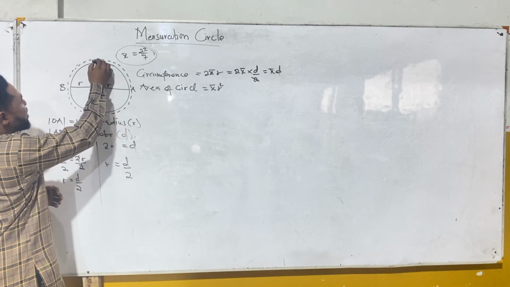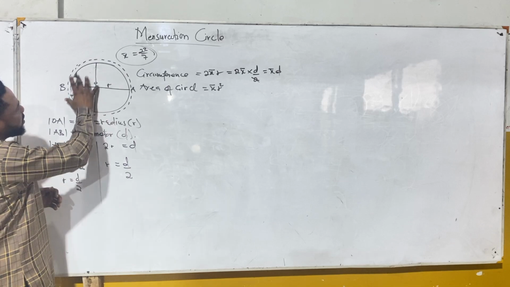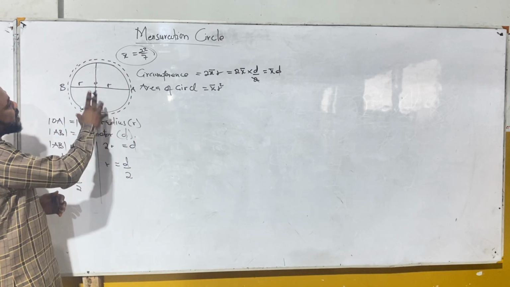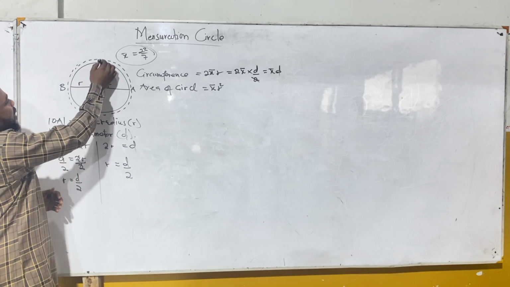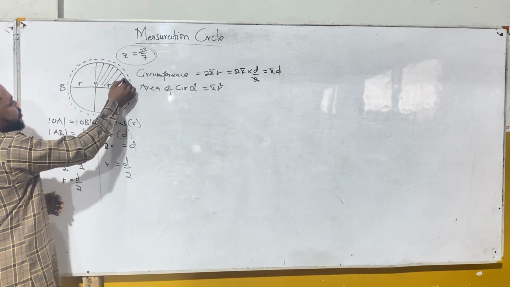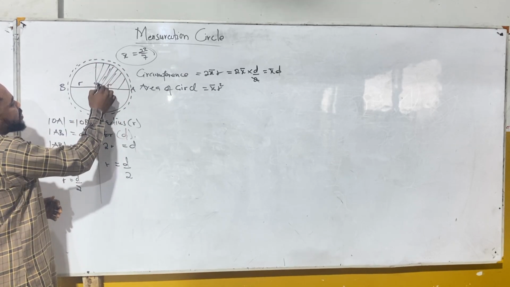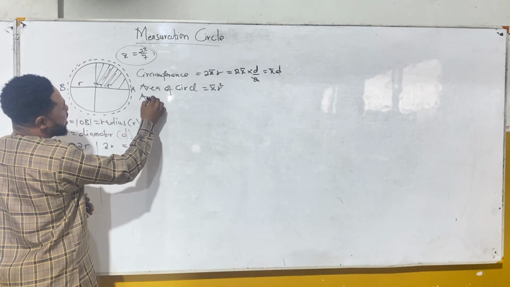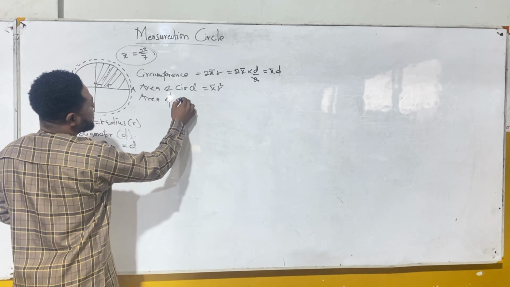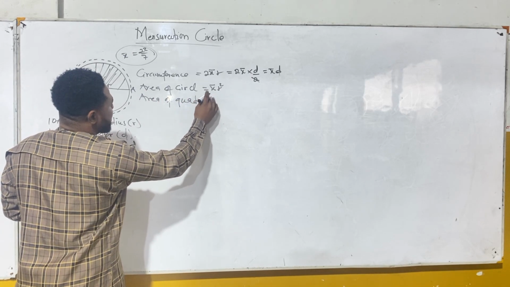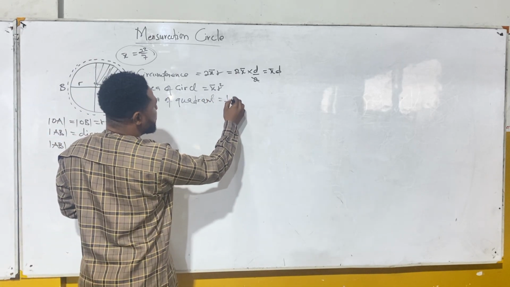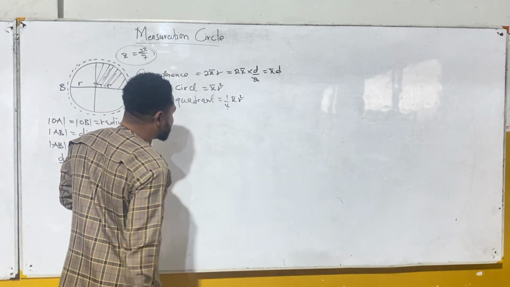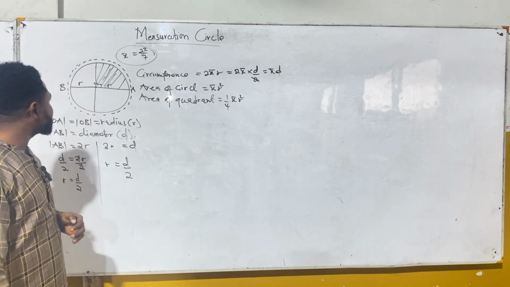Now, when we divide our circle into 4 equal parts, 1, 2, 3, 4, and we shade this portion, this portion you see here, we call a quadrant. So we can be asked to find the area of a quadrant. And that is 1/4 multiplying the area of the circle. All right, let us proceed.